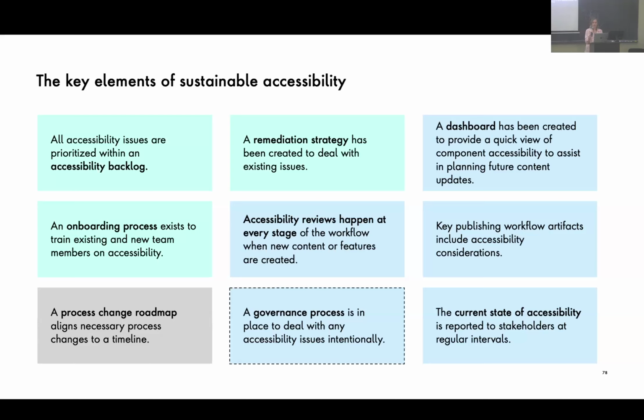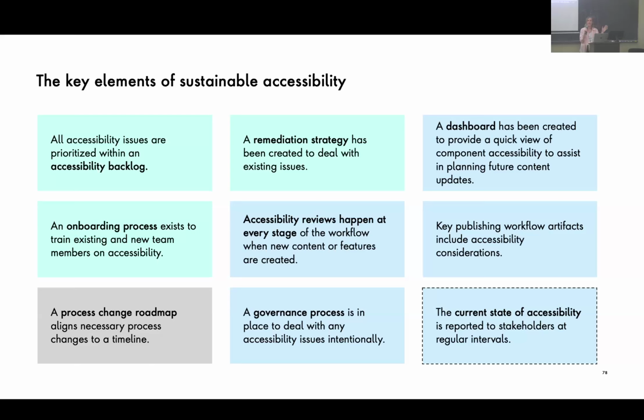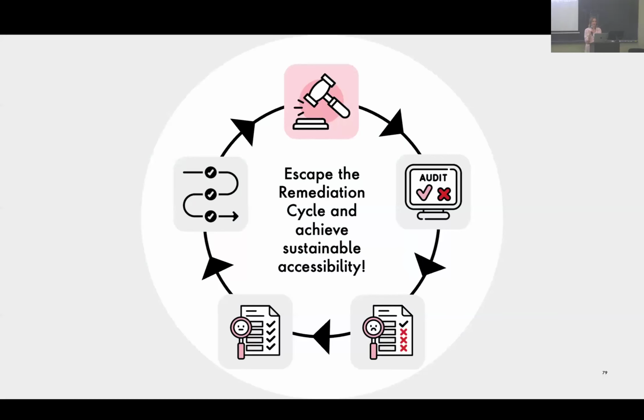You have a governance process in place to deal with any accessibility issues intentionally. And the current state of accessibility is reported to stakeholders at regular intervals. If you have all this stuff in place, then you're in pretty good shape, or you will be in good shape in a couple of months, and it's always good to have a plan, right? So, have all that in place, escape the remediation cycle, achieve sustainable accessibility, have a happy life.